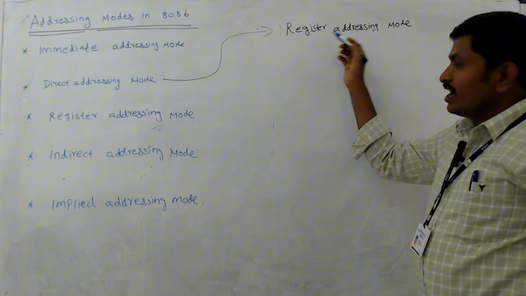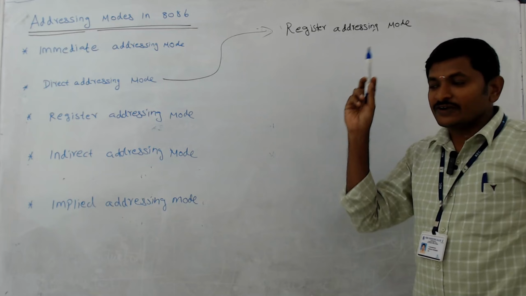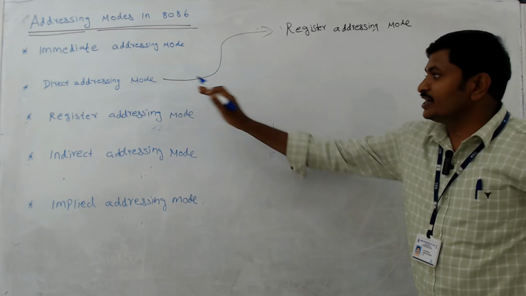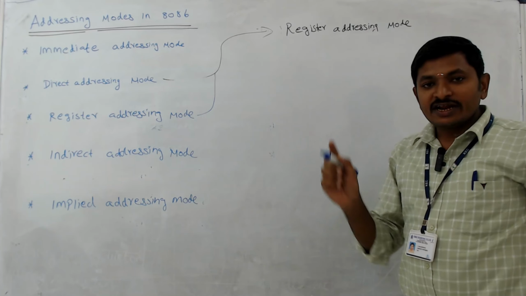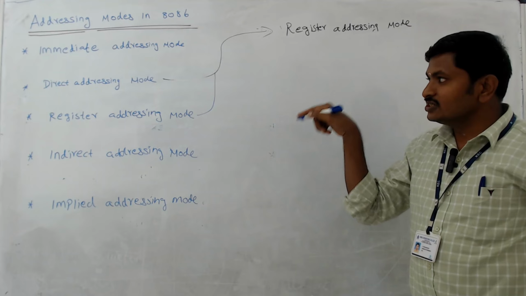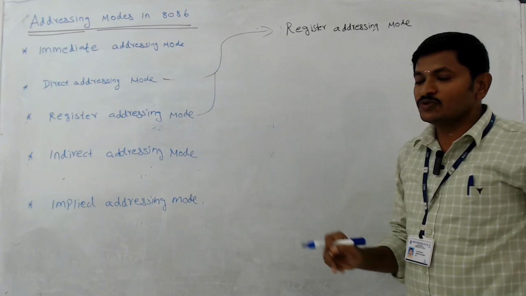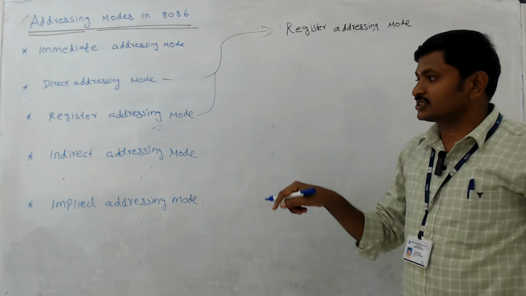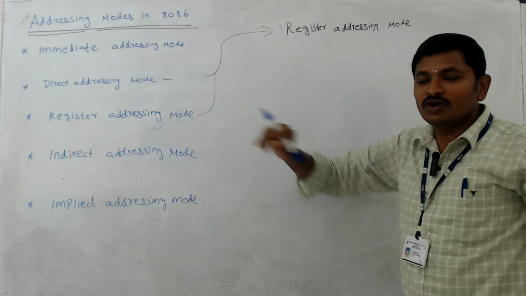The next one is the register addressing mode. Actually, first what we have seen is the immediate addressing mode. In this immediate addressing mode, the data is represented in the instruction. The data is mentioned in the instruction. Then direct addressing mode, the address is mentioned in the instruction. The next one we are going to see is the register addressing mode.